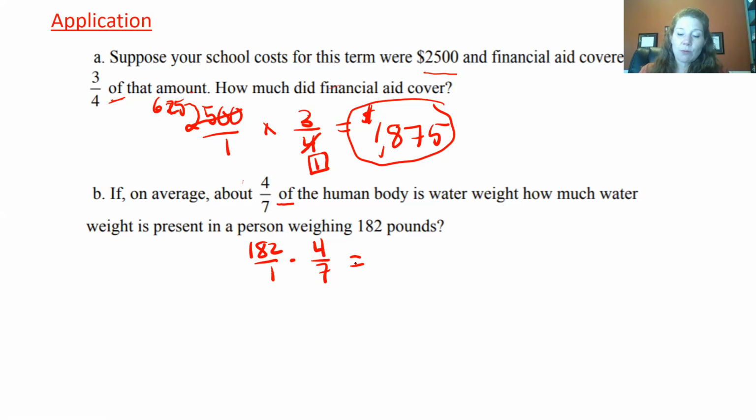All right, so I bet 182 is divisible by 7. And it is. It's 26. So I'm going to go ahead and divide 7 by 7 and get 1. 182 divided by 7 is 26. I don't just know that. I use my little calculator. So now we're going to multiply. Our denominator's 1. That means we can drop it. So I'm going to multiply 26 times 4, and I got 104. So a 182-pound person, 104 pounds of that weight is just from water weight.